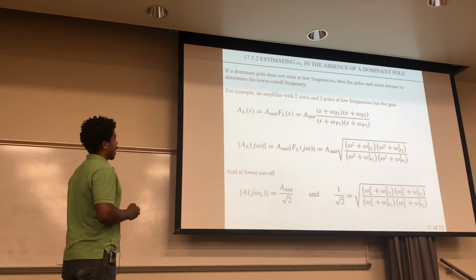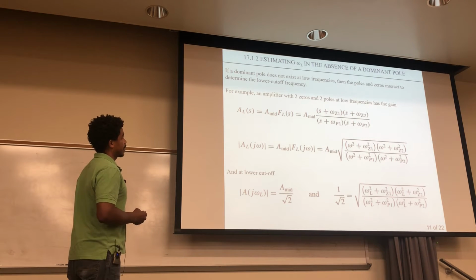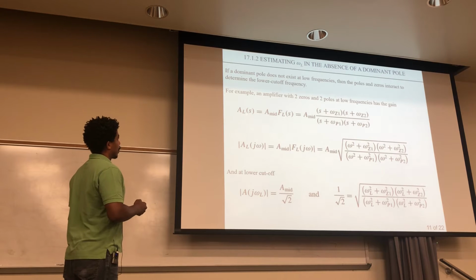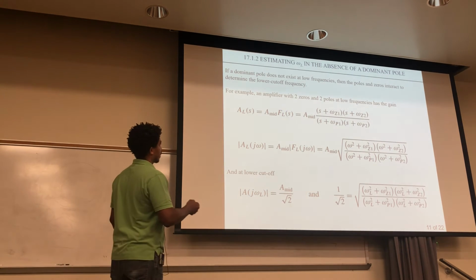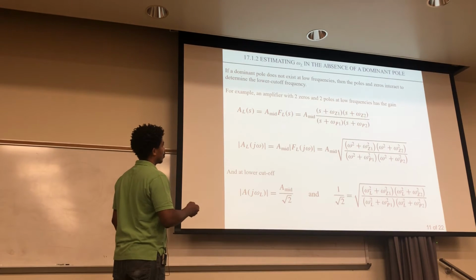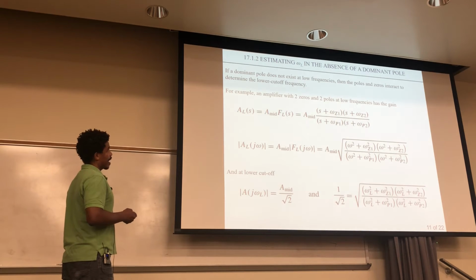And so here's an example of having 2 zeros and 2 poles at low frequencies. And so your amplitude is approximated as this. So remember your FH is about 1. Okay, so we'll just take it as A mid times FL. And so we can write it like this. So you have 2 zeros and 2 poles here. And then we take the magnitude of that.